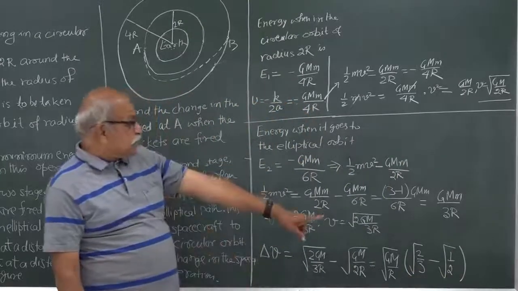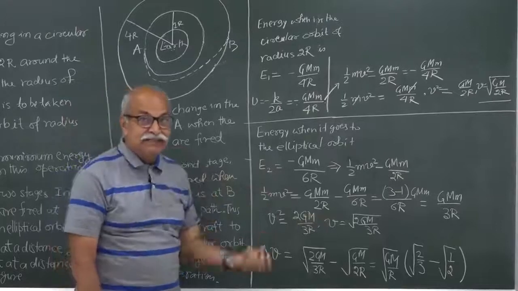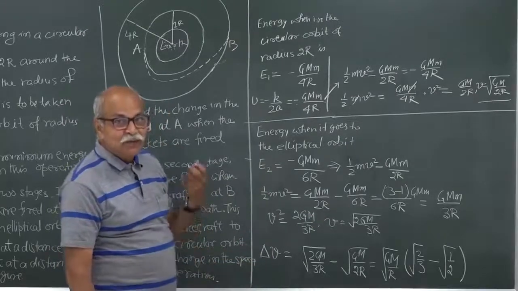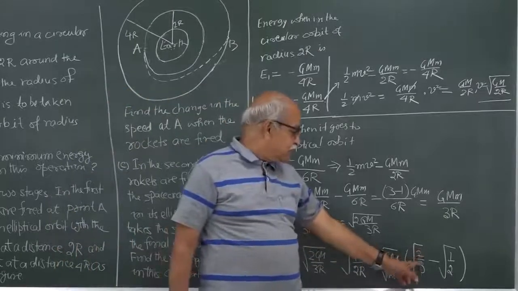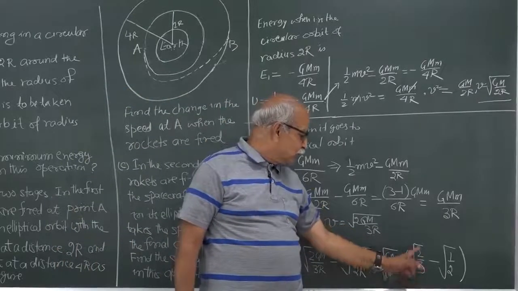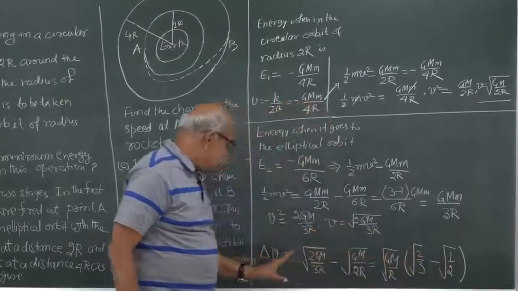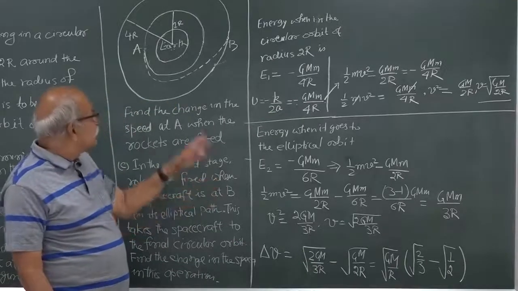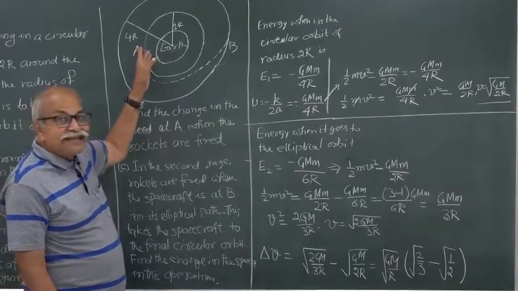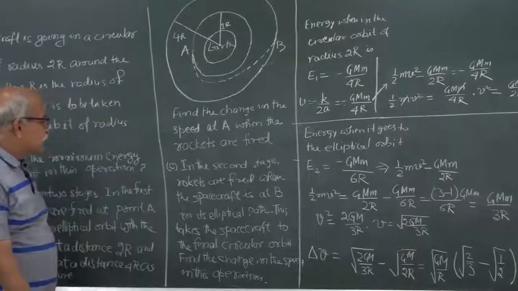And check that this is positive. It must be positive. We have given energy, we have increased the speed. The total energy is more in the elliptical orbit. So this is 2 by 3, that is 0.67 or so. This is 1 by 2, 0.5. So this is positive. So this much increase in speed is occurring at this point A. All right. So that is part B.